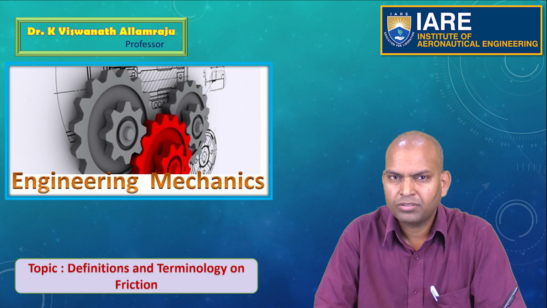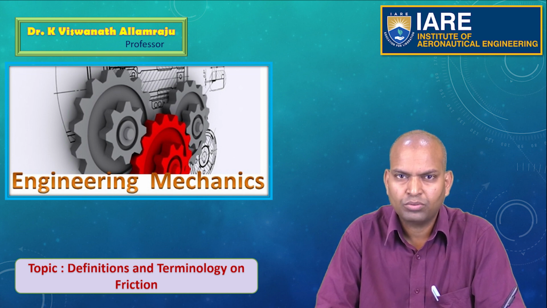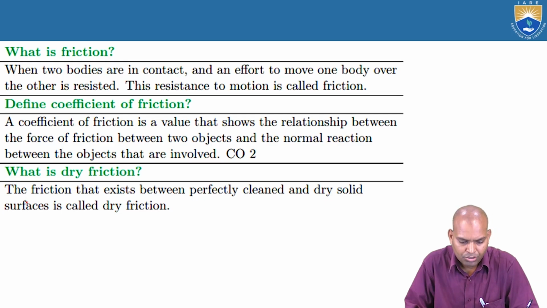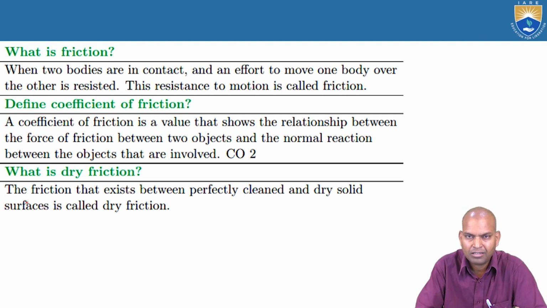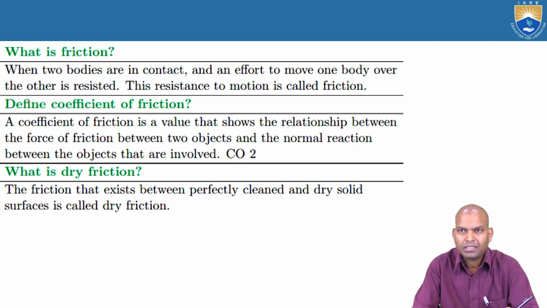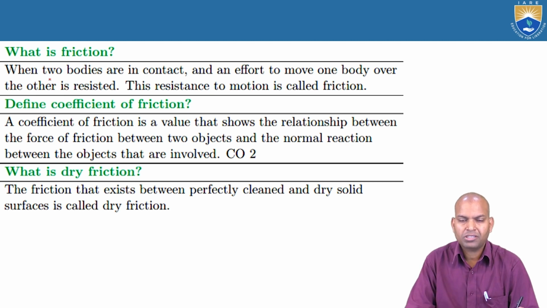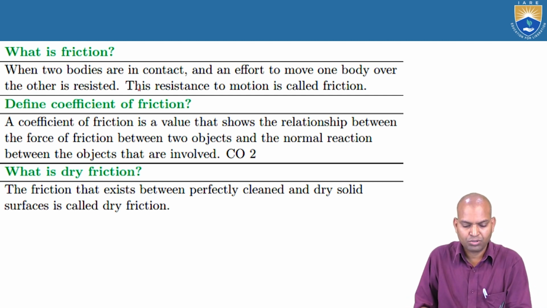In this session, we are going to study the definitions and terminologies related to module 3, that is friction. So let us discuss what is friction. Friction occurs when two bodies are in contact. When there is an effort to move one body over the other, it is resisted. This resistance to motion is called friction.